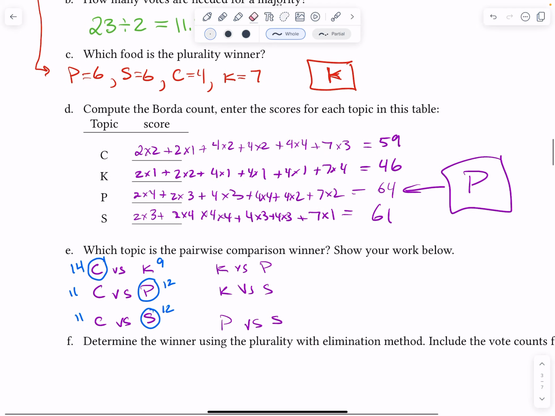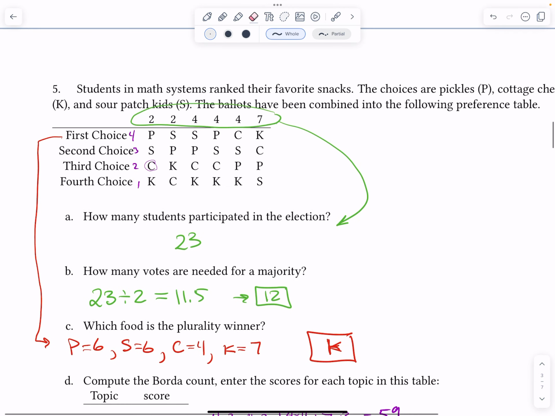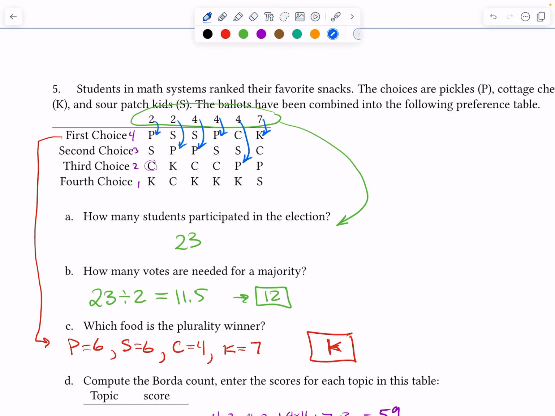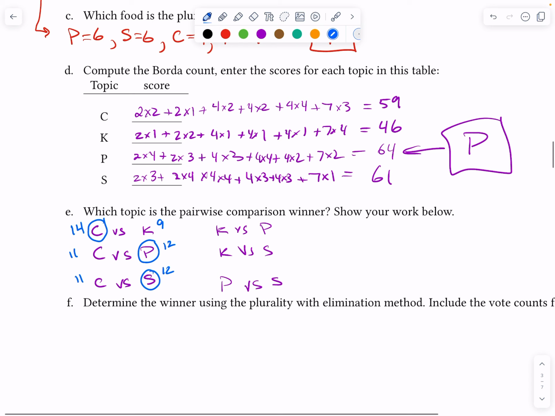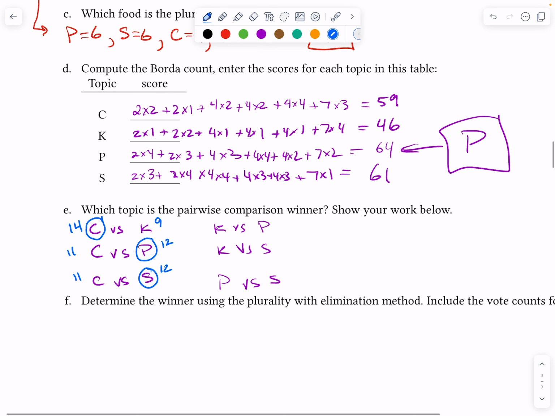So what's next? K versus P. So let's see, we have K versus P. So P wins this, P, P, P, P, and K. So everyone votes for the most preferable of the things that they're allowed to vote for. So this will be 14. In a minute.